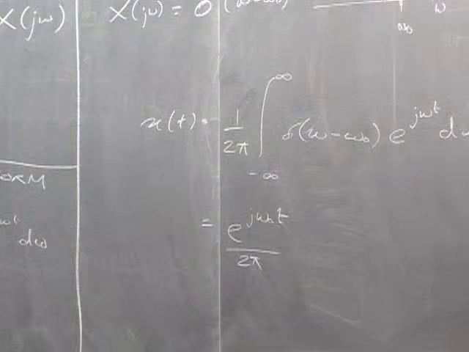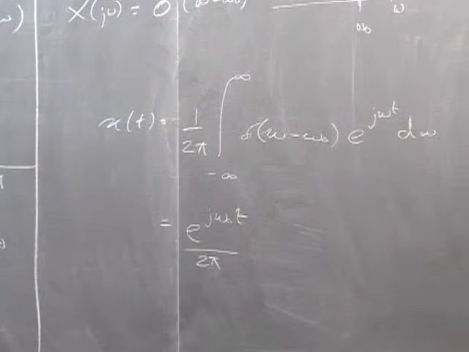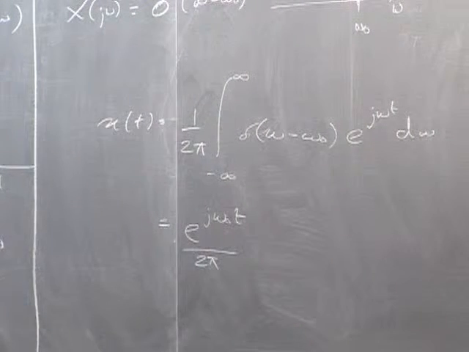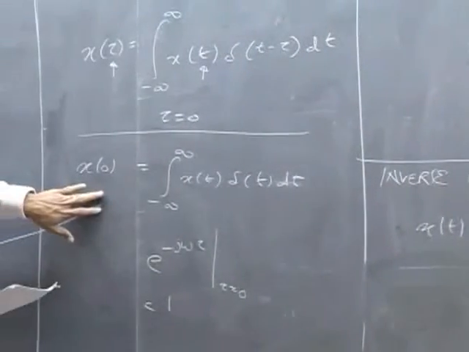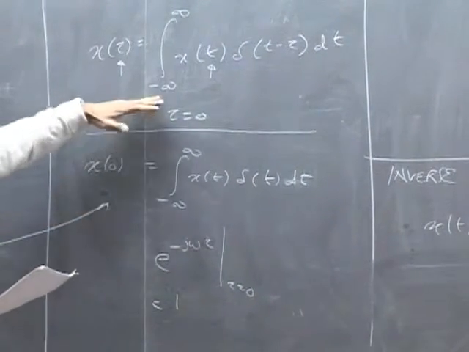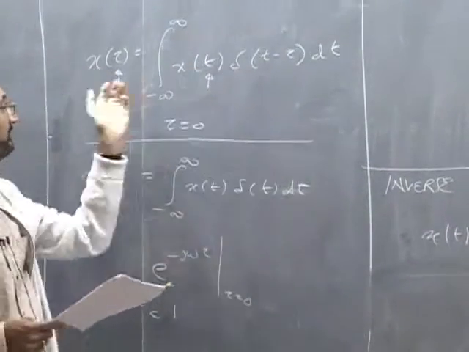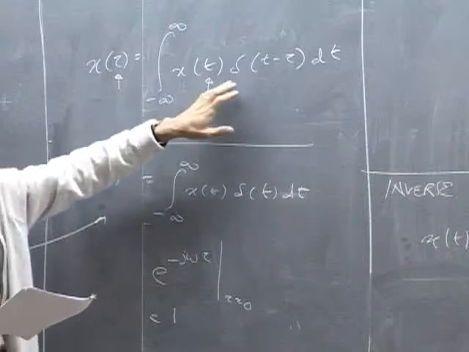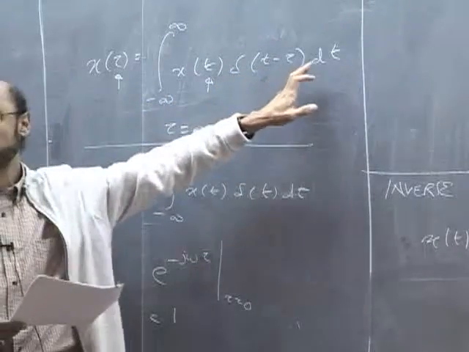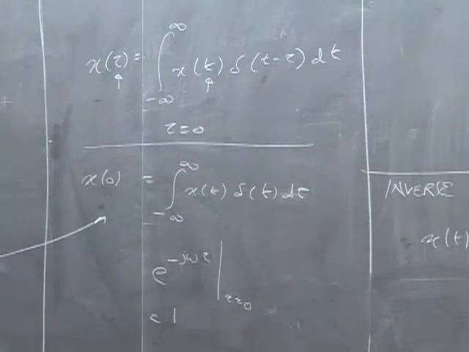Okay. Why is this? Because we are going to have this equation over here, x of 0. Sorry, we don't say t equals 0. We just say x of tau equals the integral of x of t delta of t minus tau dt. I can just replace basically t with omega and tau with omega naught, because this is symbol substitution.